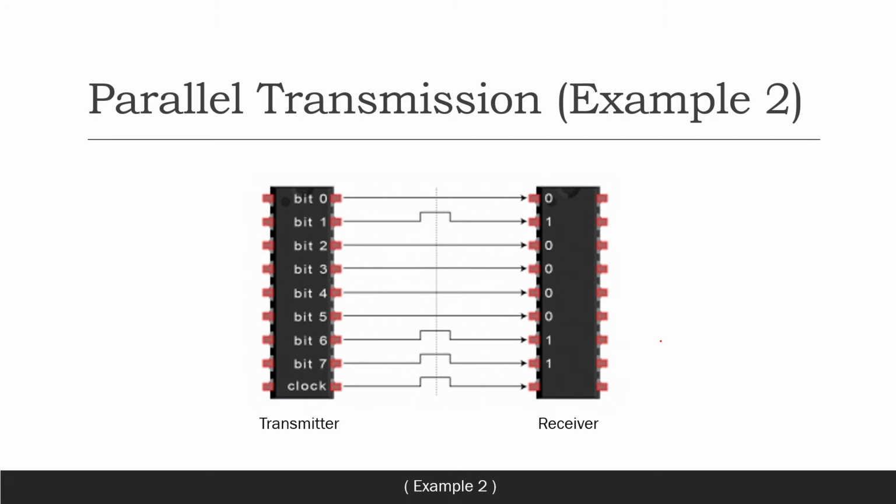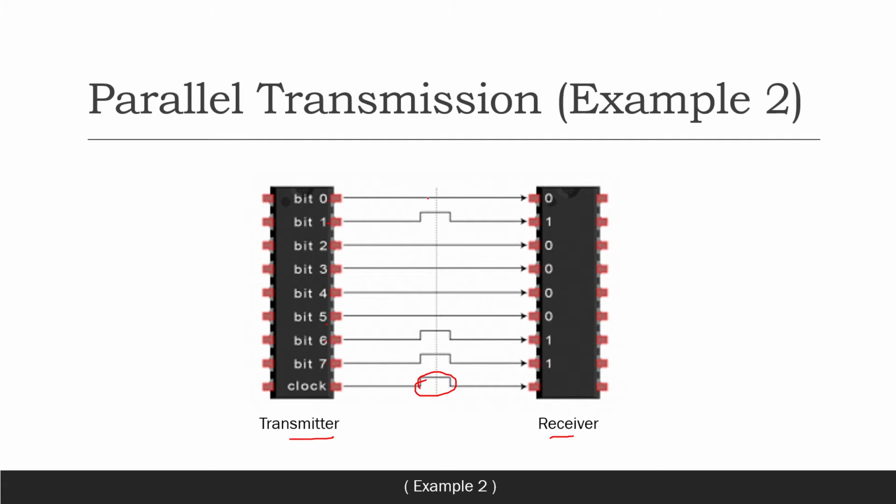There is one more example which clarifies your concept much more, where bits number 0, 1, 2, 3, 4, 5, 6 and 7, these 8 bits are going to be transmitted over 8 different wires, and both transmitter and receiver use a clock signal, meaning they are operating at the same clock. This is a clock signal. For simplicity, you just forget about this clock. This is for synchronization purposes, nothing else.